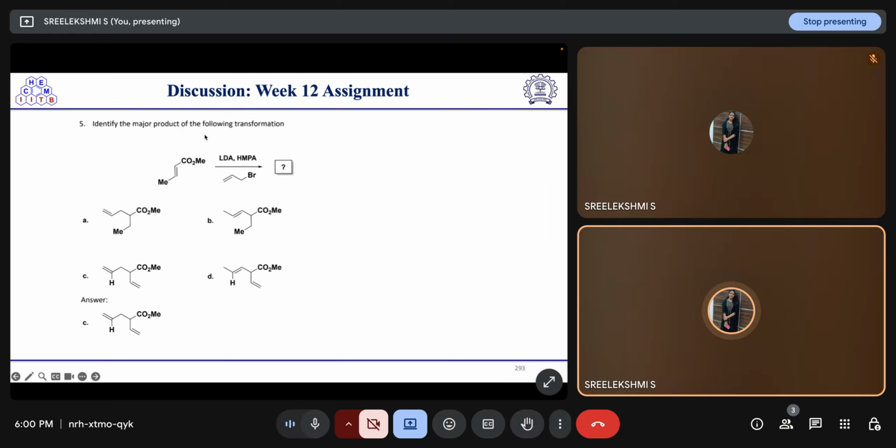Moving to the next question, identify the major product of the following transformation. So this particular compound, upon treatment with LDA, HMPA and the silyl bromide, which would be the major product out of these four options?